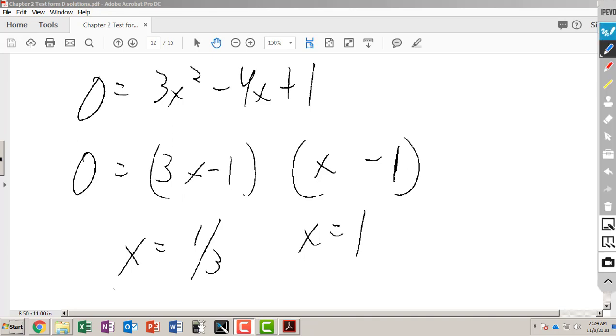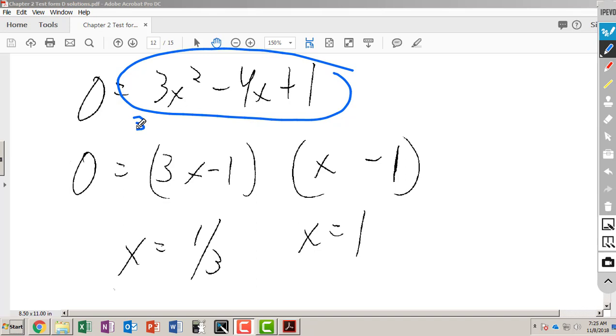So factoring this equation, 3x squared minus 4x plus 1, you're going to notice that I have my factors of my first term, which is 3 and 1. Factors of the last term are going to be 1 and 1. And since that is a negative 4 in the middle, I'm going to need a negative 1 for my factors of my last term. So notice this right here would be my outsides. These are my insides.